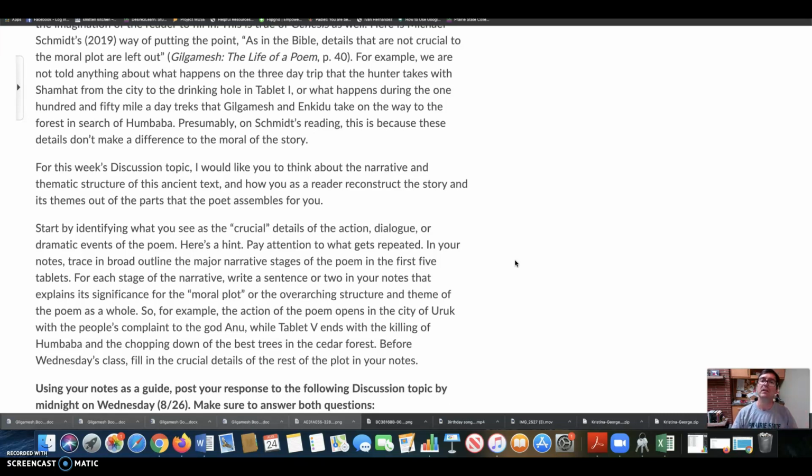So before Wednesday's class, take out your notes and fill in all of the gaps in between, all the crucial details of the rest of the plot in your own notes, between the complaint of the people to the god Anu and the killing of Humbaba. What are the major narrative stages of the poem in between those two events?